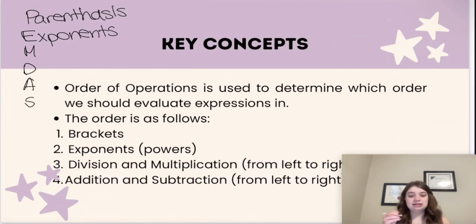Then M and D stand for multiplication and division, and those actually we should do at the same time, just from left to right. And the last two are addition and subtraction, right? And those are the last things we do, and we also do those in order from left to right. So I'm going to give 3 examples in this video. We'll start with a pretty simple example, and then we'll get into 2 more complex examples.